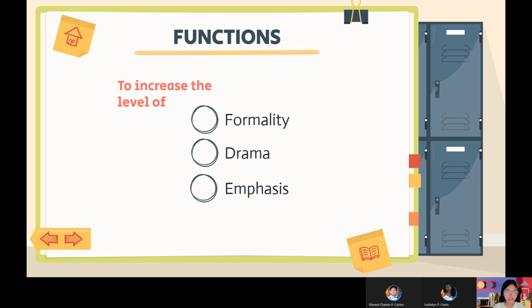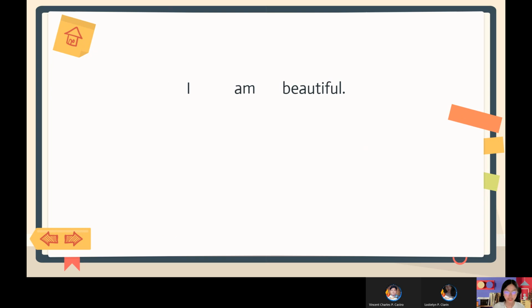Let's work on another example. I am beautiful. Miss Clarine, what is the subject in the sentence? The subject in the sentence is I. That is correct. What about the verb? The verb is am. What about the object? The object is beautiful. So what if you switch the positions of the verb and the subject? That becomes am I beautiful, ma'am?